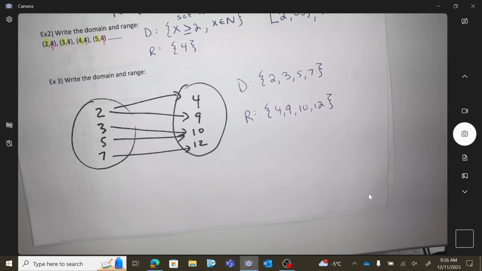Domain is the input, range is the output. X is input, y is output.